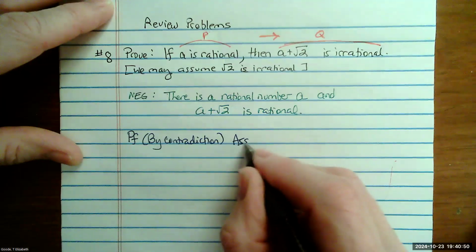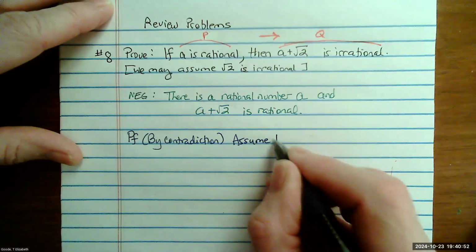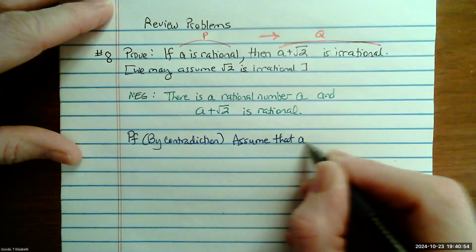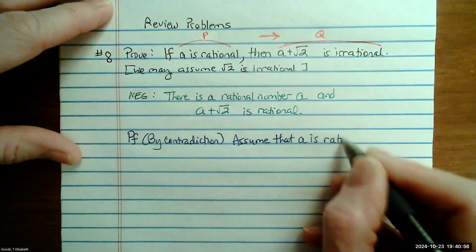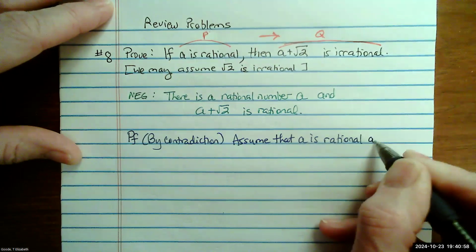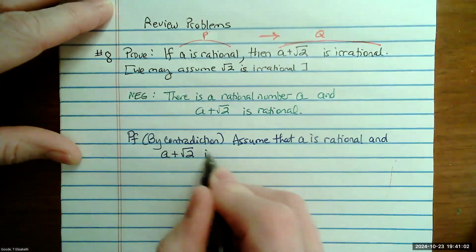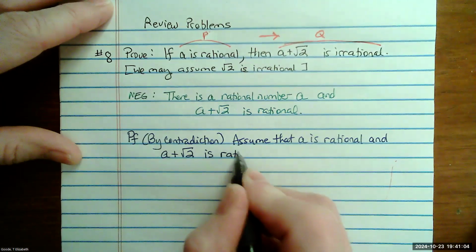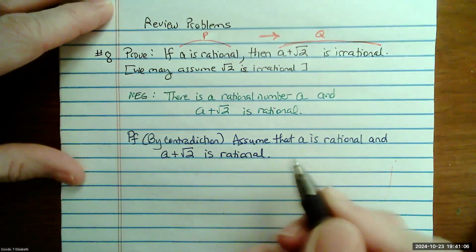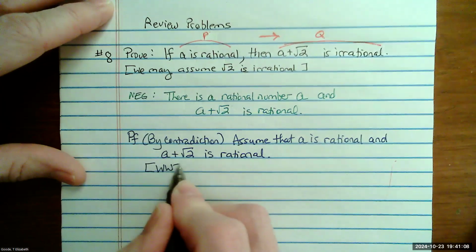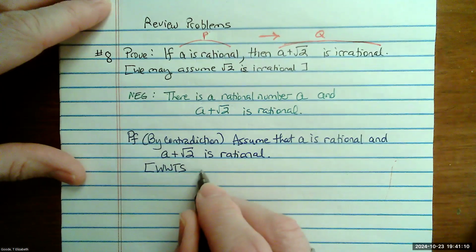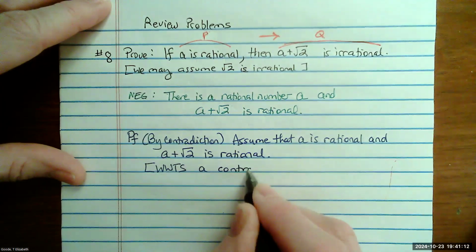So assume that A is rational and A plus square root of 2 is rational. It's going to give us a couple of equations. We wish to show a contradiction occurs.